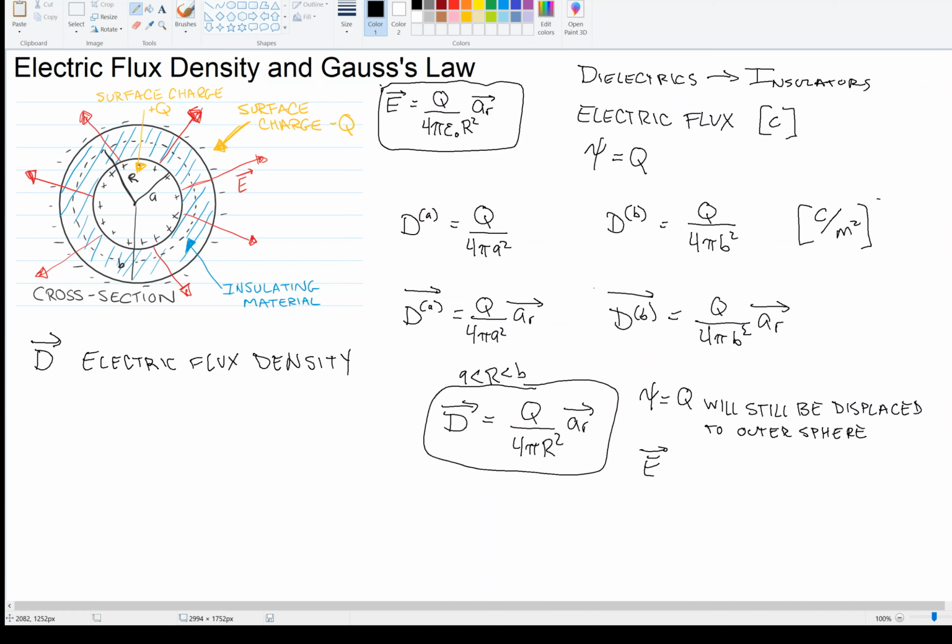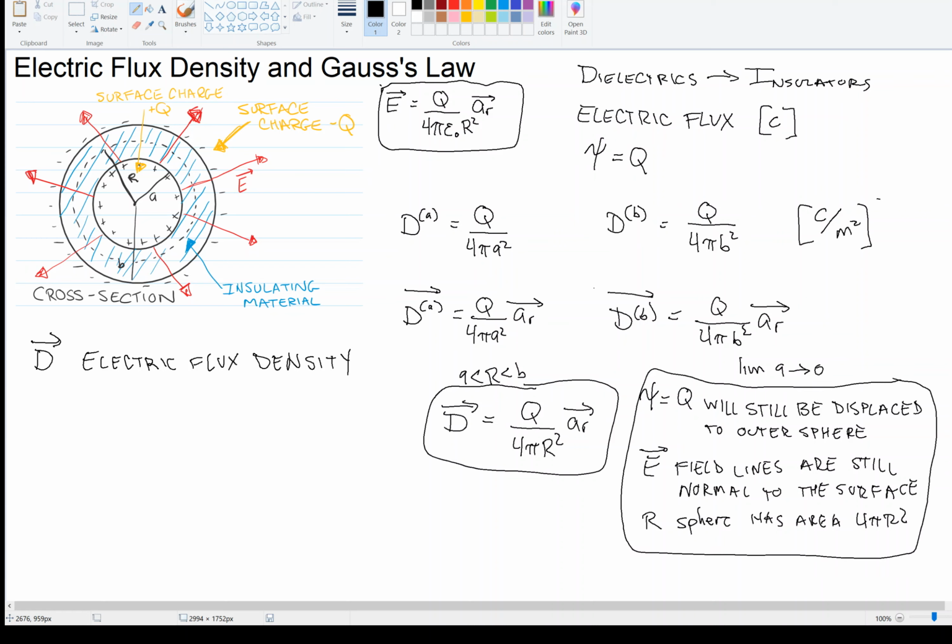We're just shrinking the inner sphere. So the E field lines are still normal to the surface. And a sphere r away still has area 4 pi r squared, right? That's not changing. Our sphere has area 4 pi r squared. So remember, this was the limit as a goes to 0. We're shrinking that inner sphere. All of these things are still true. And so the electric flux density through R would remain the same.